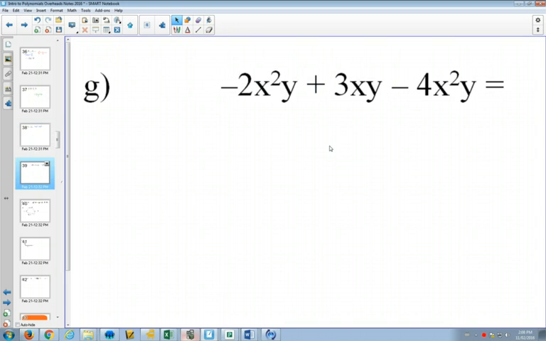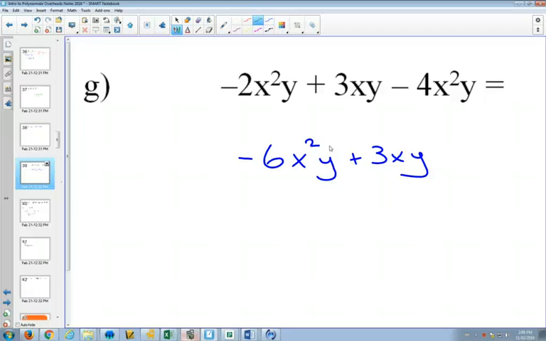Here's the next one. That is correct. You'll get negative 6x squared y plus 3xy, because this one and this one are alike. And once they're alike, you just have to think about the coefficients. The coefficients are minus 2 and minus 4, and that makes minus 6. The other one, I'll underline a different color because it's not alike with the first two.